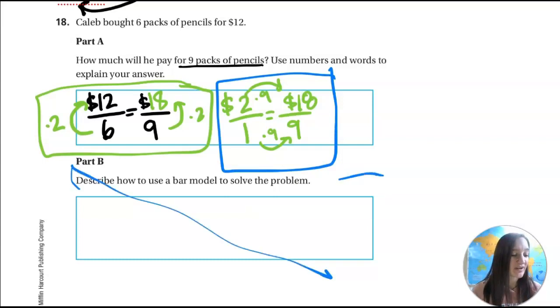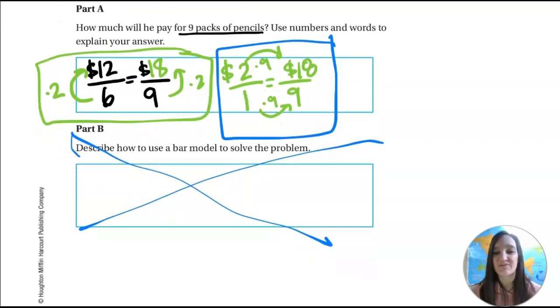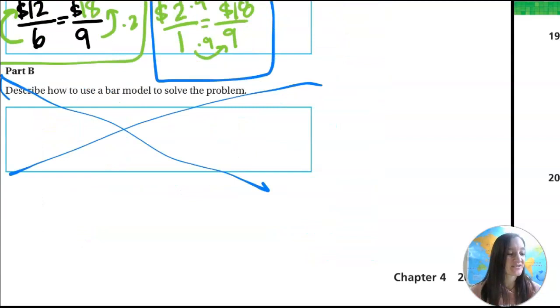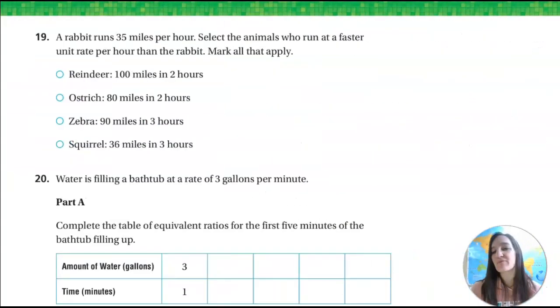Okay, bar model, we are not doing this chapter, so you don't need to worry about that. So let's go to the last page. There we go. A rabbit runs 35 miles per hour. Select the animals who run at a faster unit rate per hour than the rabbit.